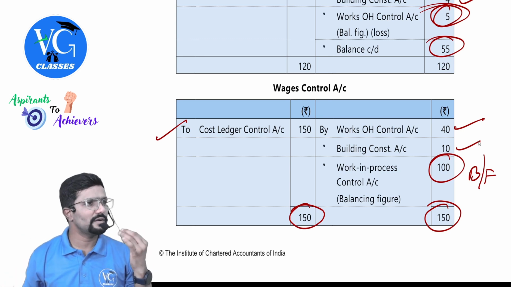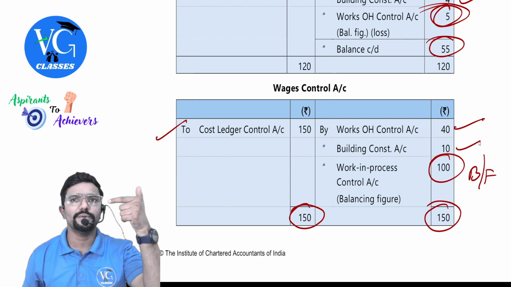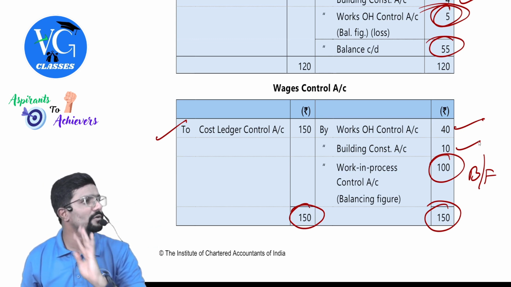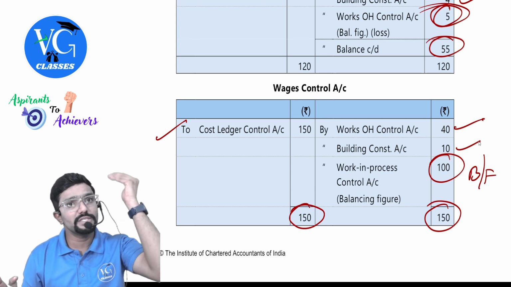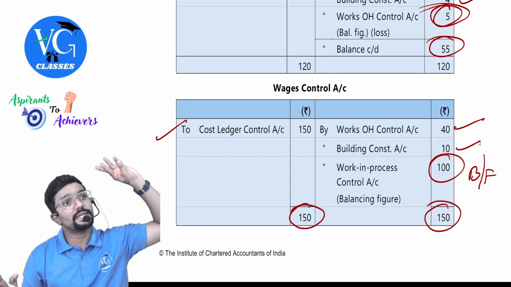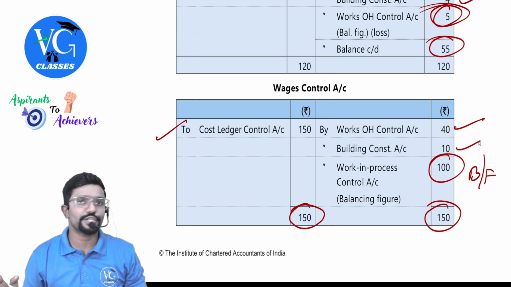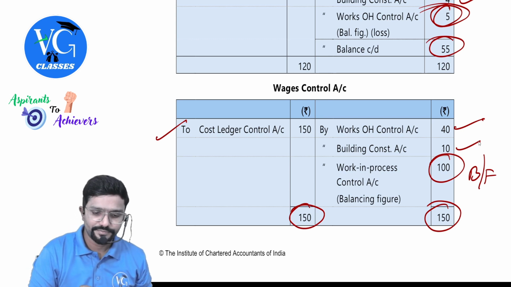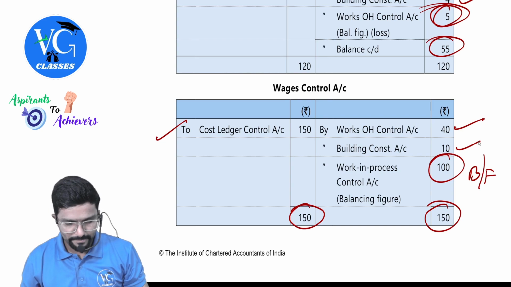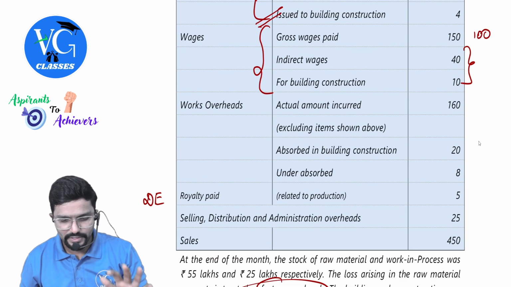In the class we have solved a good number of questions where I have told you how to open the account, how to keep on posting it, and how to close it. Closing is normally at the end. Close from source ledger to costing P&L account, and at the end close the cost ledger. Fine, so let us move on.